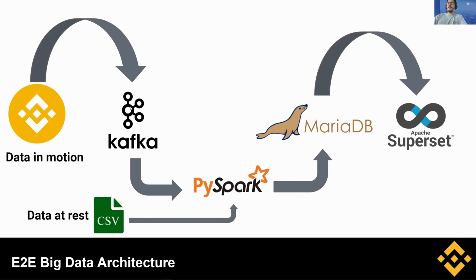We also join the data with data at rest, which is coming from a CSV file that has the account number and the account balance for some of the customers. Then we prepare the data for MariaDB and we insert the data into a table. Finally, using Superset, we read the data from the table in MariaDB and use it to create our dashboard.